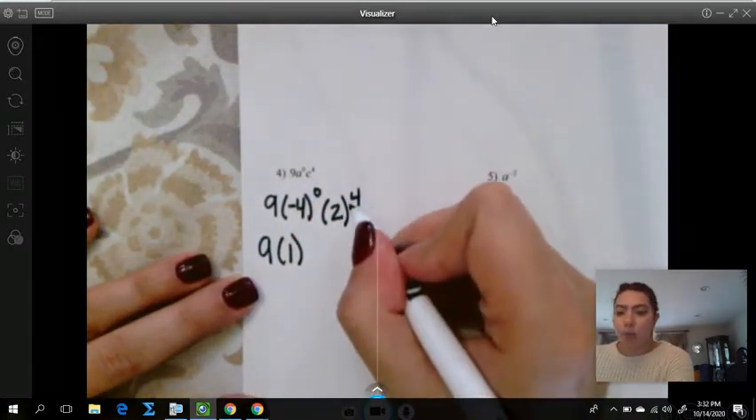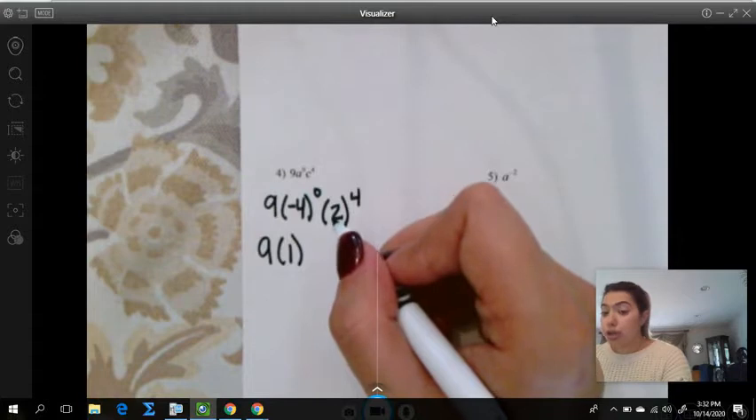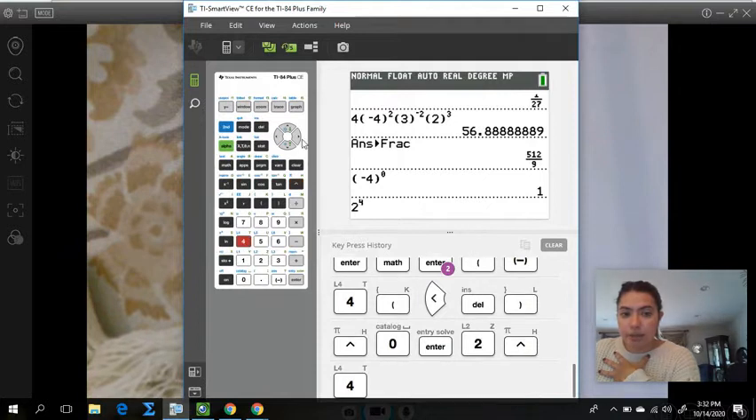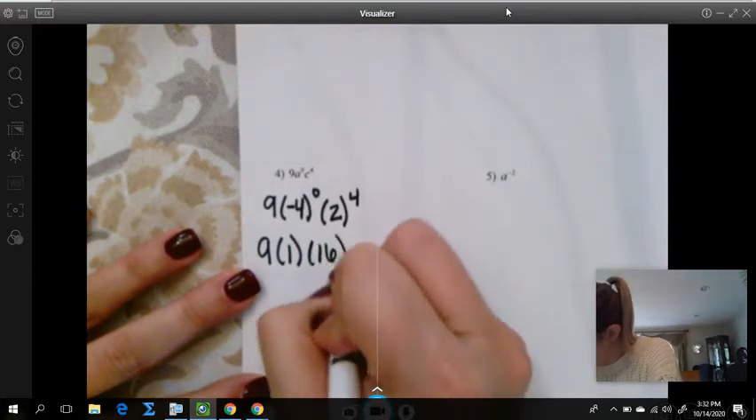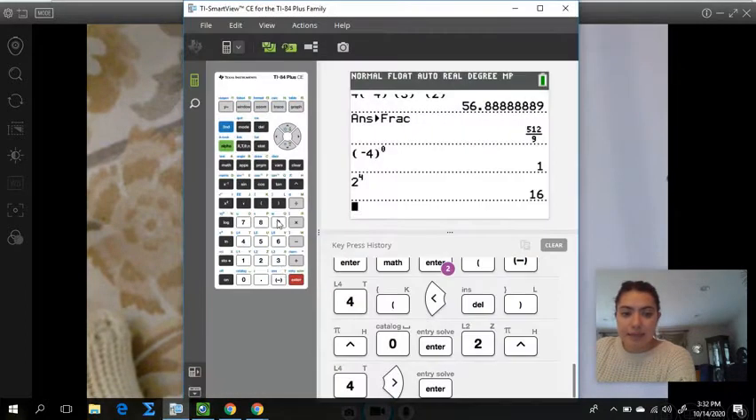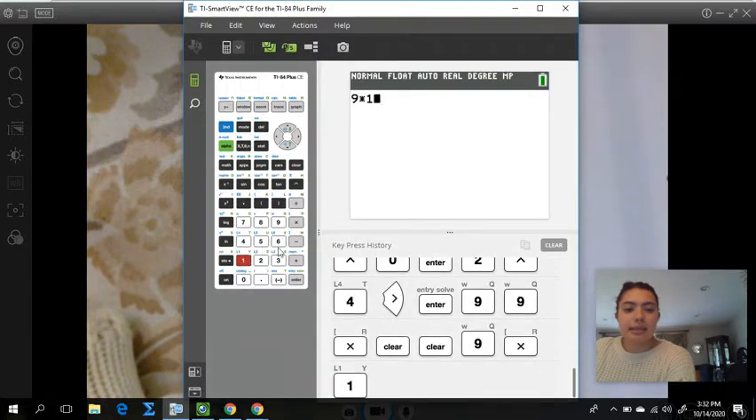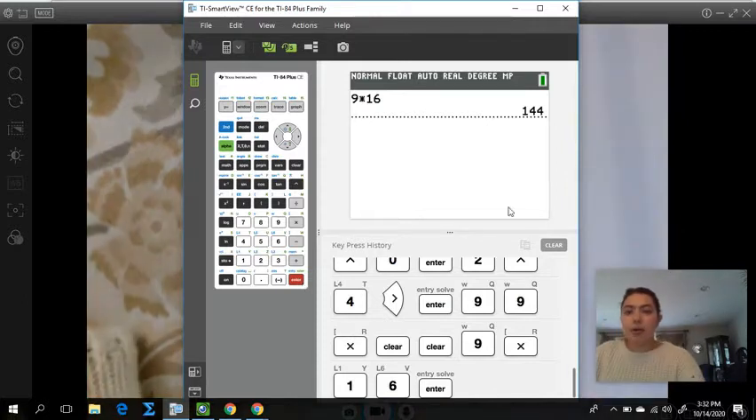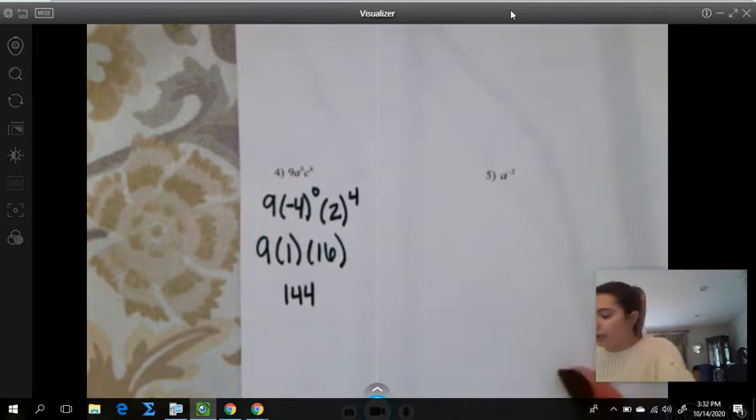And then 2 to the 4th power is 2 times 2 is 4, times 2 is 8, times 2 is 16. We can double check that by plugging this in our calculator. 2 to the 4th power is 16. Awesome. And then 9 times 1 is 9, and 9 times 16, oops, not 99, 9 times 16 is 144. So there's an example of how we can go about solving this by hand. We don't always need our graphing calculator.